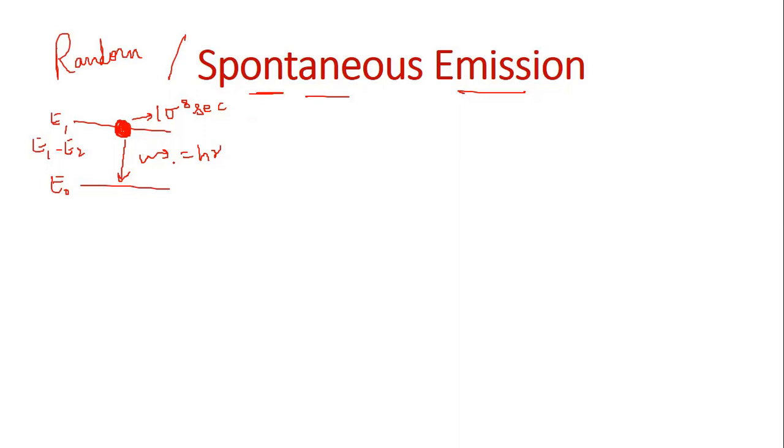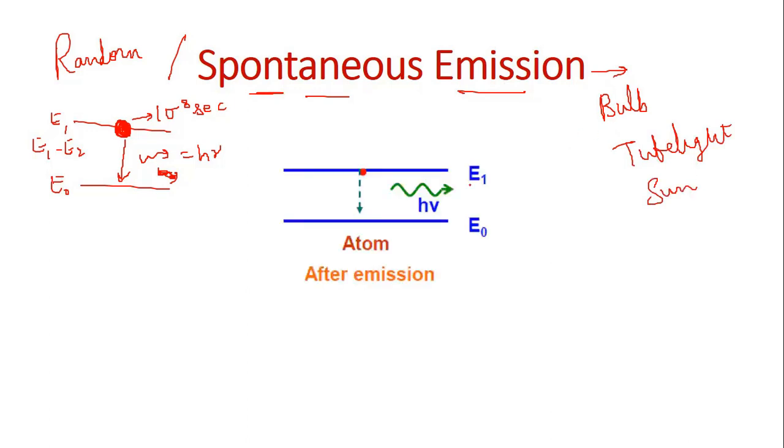Since it doesn't have any direction, and there are a lot of atoms in the system, there are a lot of photons in the system, so that source of light is not known as laser light. What are examples of sources in which we have spontaneous emission? That can be a bulb, a tube light, and the sun. So this is what happens in the case of emission.